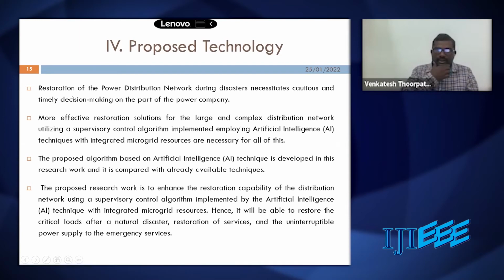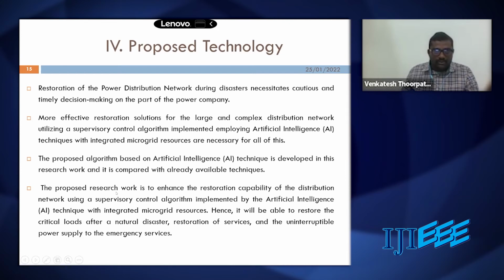In this proposed technique, we have to make some decisions. My research is under review only; now I am giving only the research review. I reviewed the literature and some techniques, and based on their disadvantages, I can overcome them with artificial intelligence technology with microgrid resources. I am going to propose an algorithm based on artificial intelligence and compare it with the already available techniques.